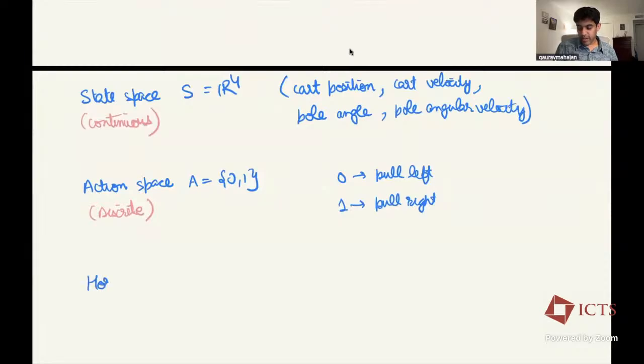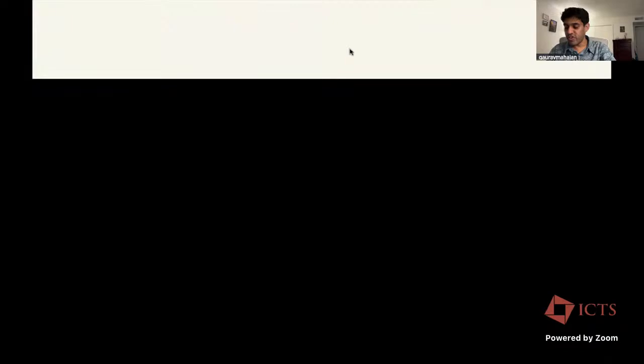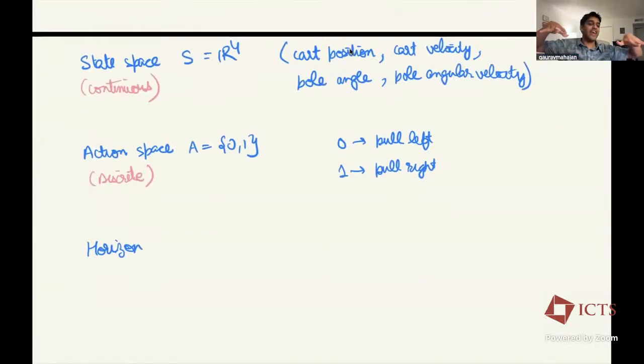Okay, another thing that decides the complexity of the problem is the horizon. How far down the computational tree do you have to look to figure out what's going to happen with the state? In this case, it's basically 500 steps. It's coded into the environment. Whatever you do for 500 steps, that's basically your episode. And then the episode ends.